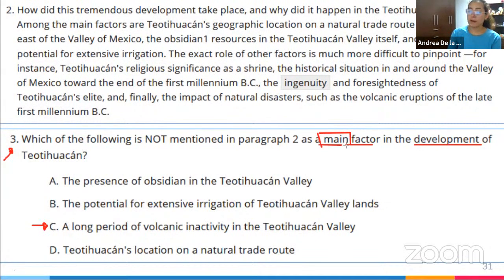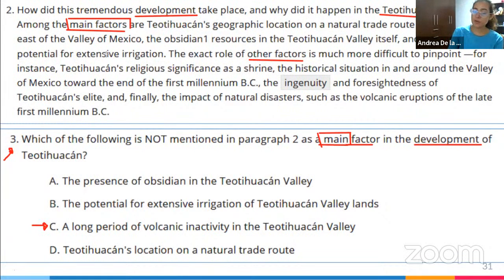These are words called modifiers. And I think we were talking about these yesterday, right? Because it's not the same to say main factors, for example, than to say other factors or secondary factors, right? So you identify the keywords, you look for them in the text or their synonyms. So maybe you don't have factors, but you have reasons, or instead of development, you have growth. But the important thing is that you look for these words or their synonyms in the text. And they're here, right? How did this tremendous development take place? Why did it happen? Among the main factors are, so they're asking for what is not a main factor.